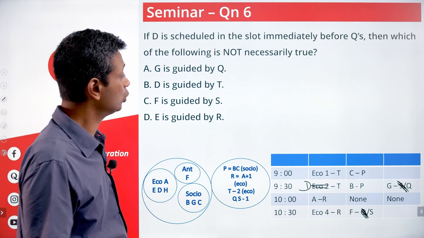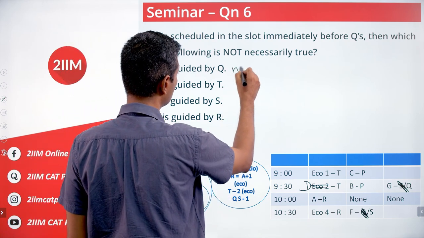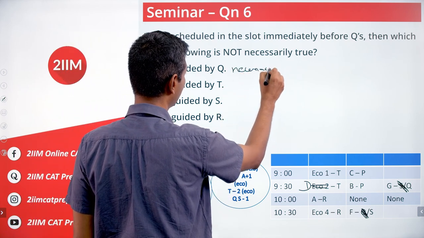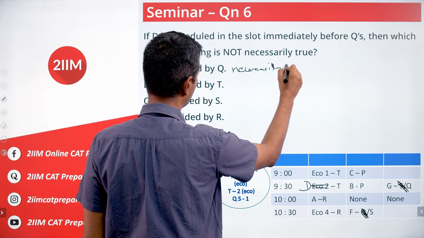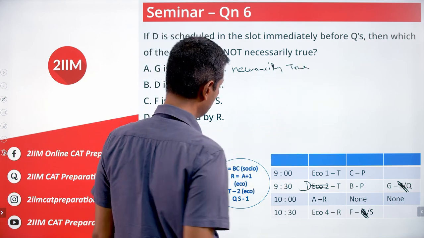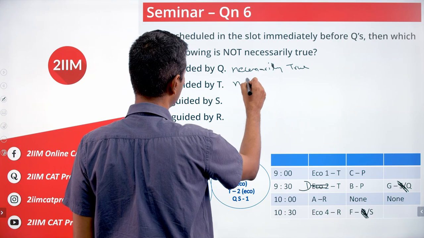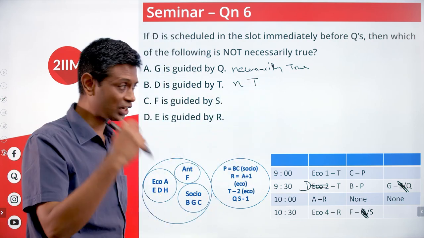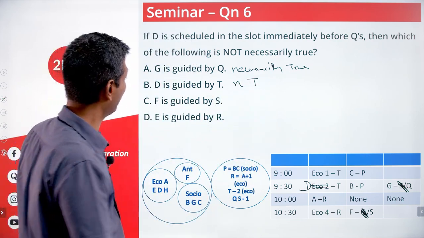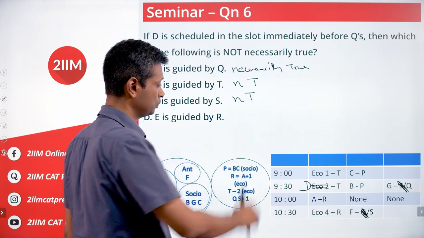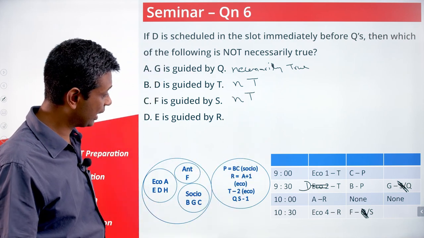G is guided by Q. That is necessarily true. That is definitely true. D is guided by T, necessarily true. D is guided by T, necessarily true. F is guided by S, necessarily true. E is guided by R.